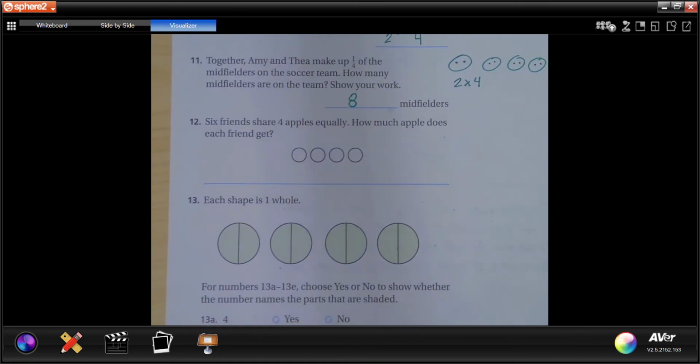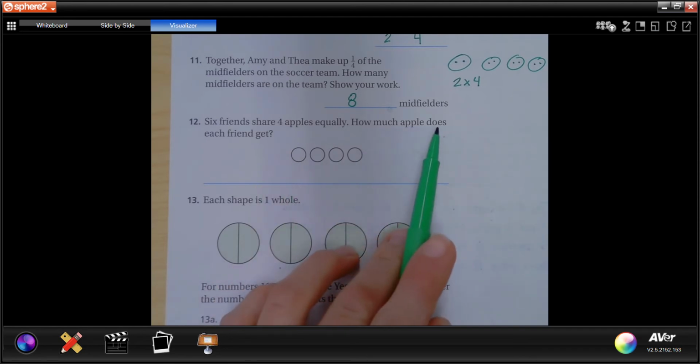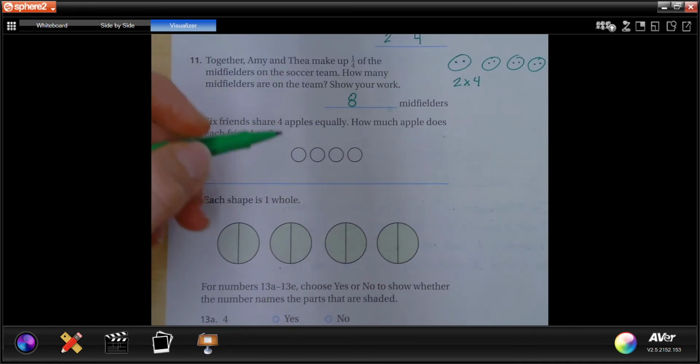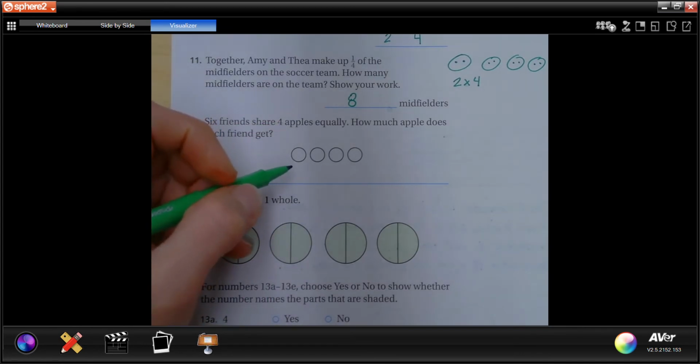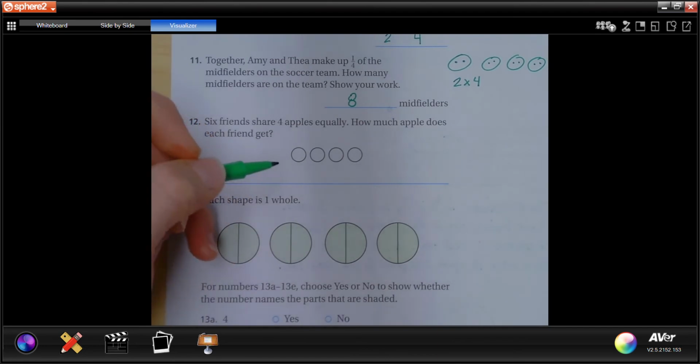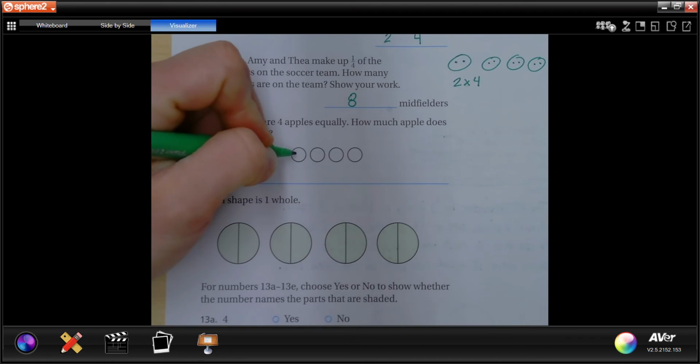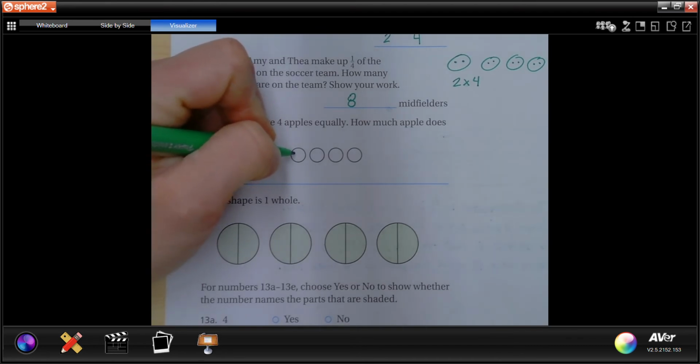Number 12. 6 friends share 4 apples equally. How much apple does each friend get? So 6 friends share 4 apples equally. So we know that there will be 6 pieces. 1, 2, 3, 4, 5, 6.